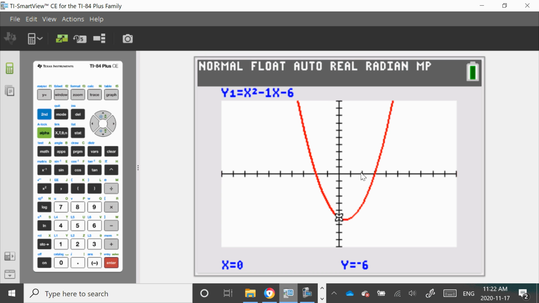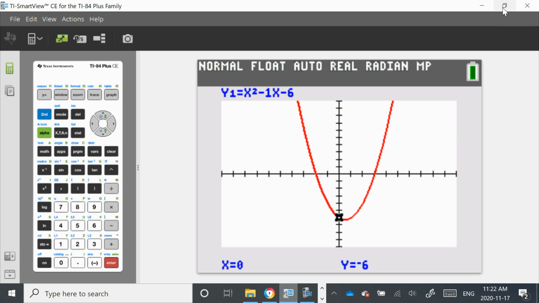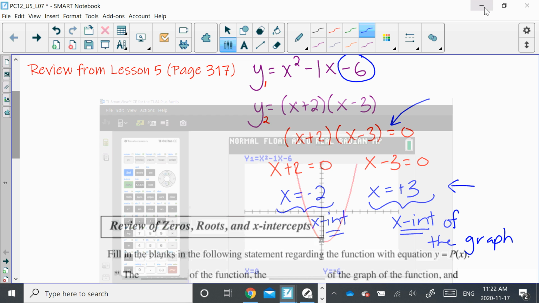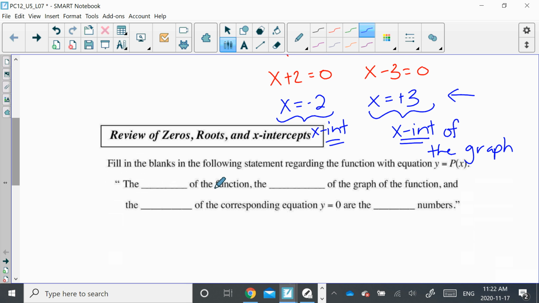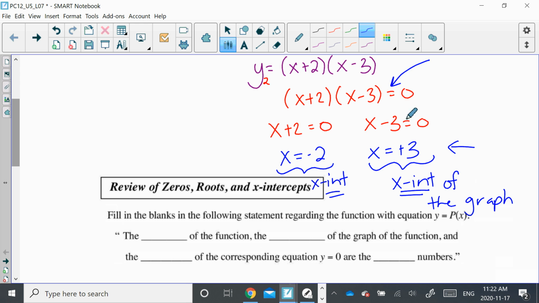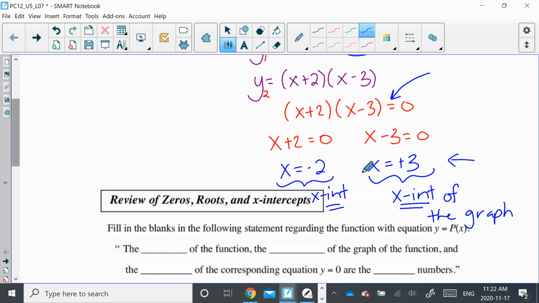And I'll show you in the first class example how we calculate that, though you would have done this a lot in 20-1, finding the zeros of your graph. Okay, so let's fill in the blanks based off what we just reviewed from lesson 5.